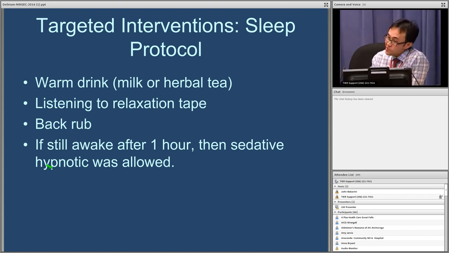And if you were still awake at that point, once you were done with your drink, then you could listen to a relaxation tape of your choice. If you were still awake at that point, then you were offered a back rub. And if you were still awake at that point, then you could use your sedative hypnotic. So these researchers actually looked at the sleep protocol as a separate entity within a single hospitalized setting, and they showed that they were able to reduce the use of sedative hypnotics by 30%. Amazing, right? Just by doing this.